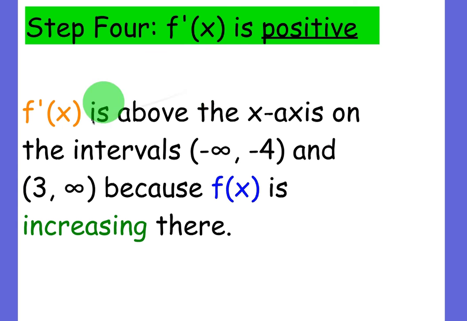Step 4, f prime of x is positive on those intervals from negative infinity to negative 4 and 3 to infinity, because f of x is increasing there. So don't confuse the fact that, oh, well, since the original is increasing, the derivative is increasing. No. Since the original is increasing, the derivative is above the x-axis, meaning it's positive, because the slopes of the tangent lines are positive.